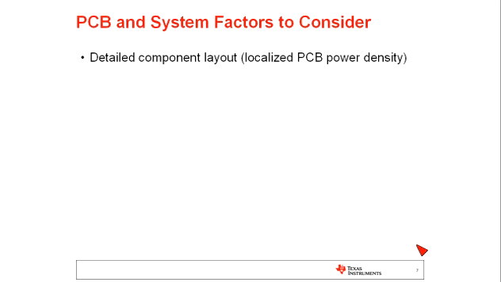So here are some factors to consider. Clearly, as we looked at, the layout of the PCB matters. And so as you're looking at system layout, you need to think about component layout, and particularly those components that are dissipating relatively high levels of heat, and looking at the power density hotspots or localization on the PCB to try and minimize the footprint overlap or the coupling as much as possible.